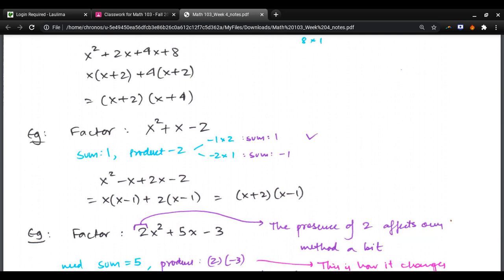Next example, x squared plus x minus 2. Here the sum is 1, but the product is negative 2. Now how can you have a product of negative 2? You either have negative 1 times 2 or negative 2 times 1. In the latter, the sum is negative 1, so we ignore. And in the former, the sum is 1, so we rewrite x as negative x plus 2x, and then we are able to factor it.